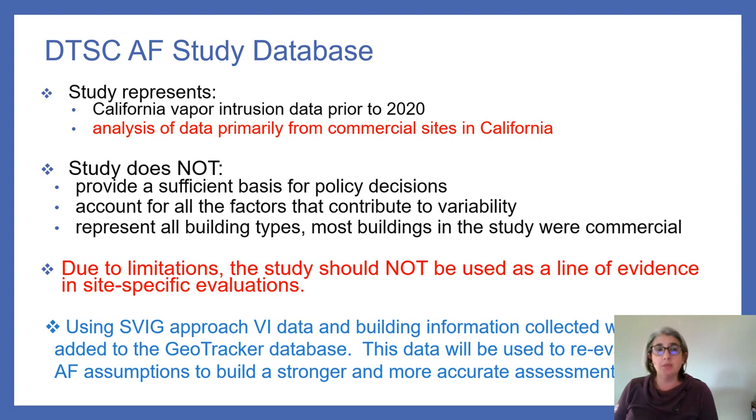It does not provide a sufficient basis for policy decisions. It does not account for all of the factors that contribute to variability, especially things like whether the air conditioning or heating systems were turned on. And it does not represent all building types. Most of the buildings in the study were commercial. There were very few residential buildings, and all of them were in Southern California. So due to these limitations, the study should not be used as a line of evidence in site-specific evaluations.